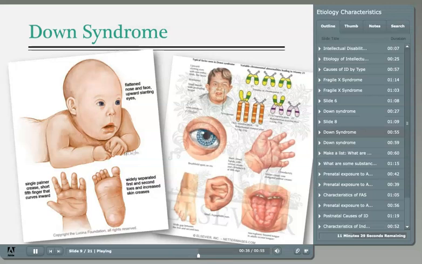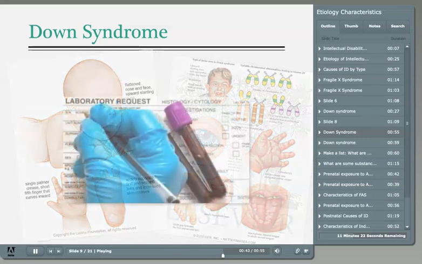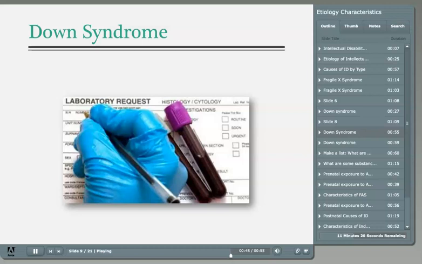These physical characteristics may be very obvious, but they also might be very subtle. So after a child is born and there is suspicion of Down syndrome, they do a blood test to get a karyotype on the child and confirm it. The physical characteristics also become more obvious and more pronounced as children get older.